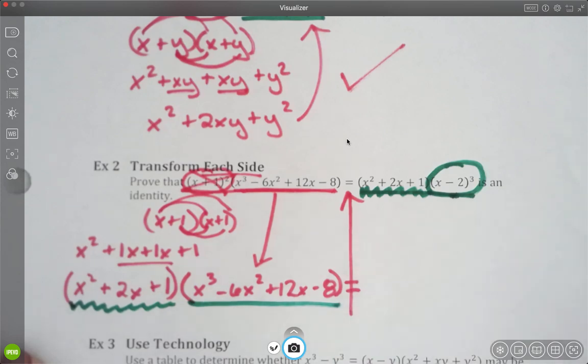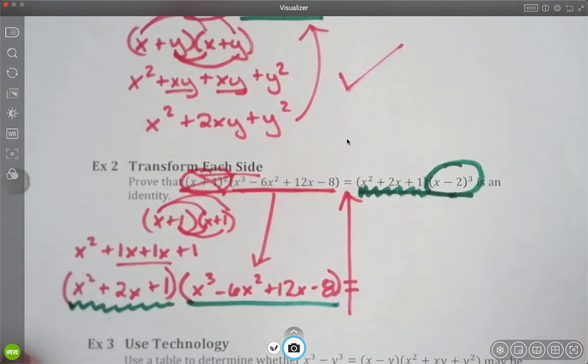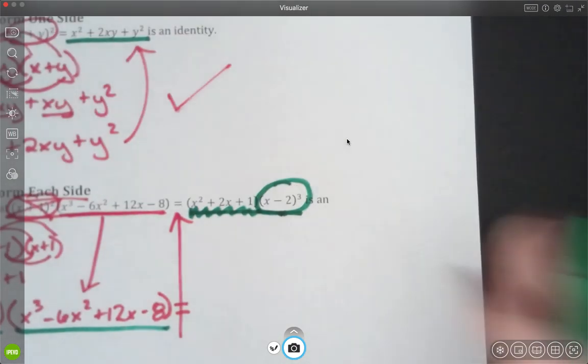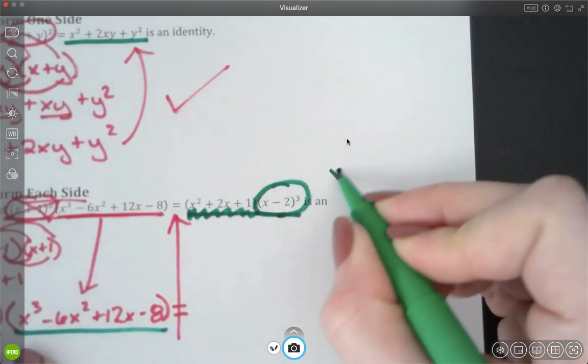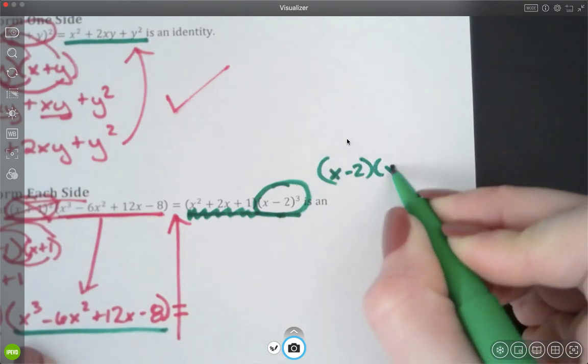So I have to foil it 3 times, okay? I'm going to do that 3 times. It's not hard. x minus 2 times x minus 2 times x minus 2.